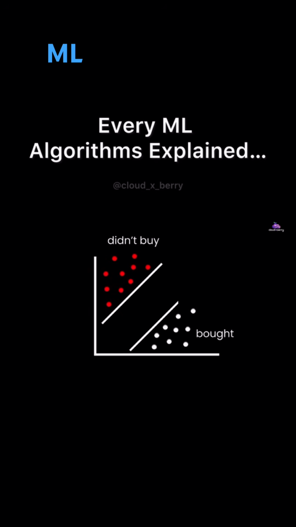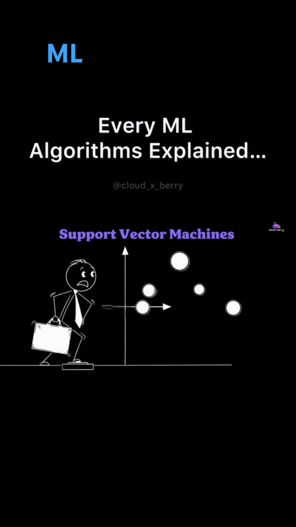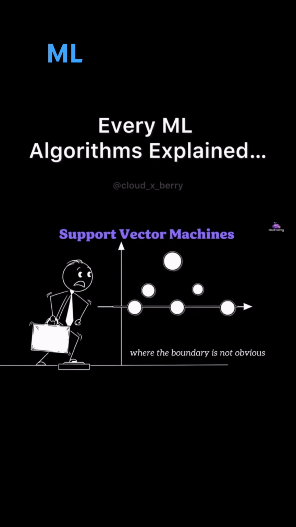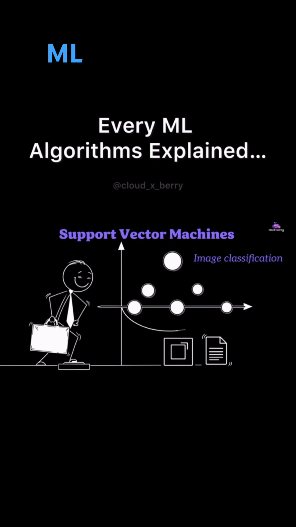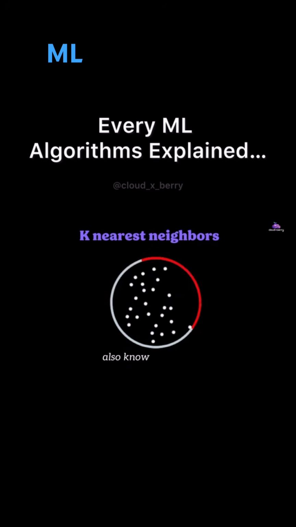SVM doesn't just draw any line, it finds the optimal boundary that maximizes the distance between the two groups. This distance is called the margin. The larger the margin, the better the separation. SVM is particularly useful when dealing with complex datasets where the boundary is not obvious, such as image classification or text categorization.